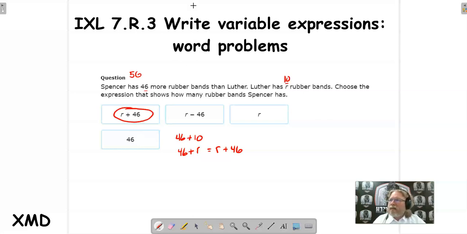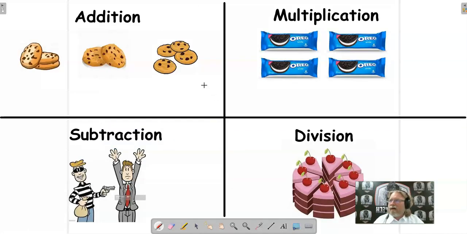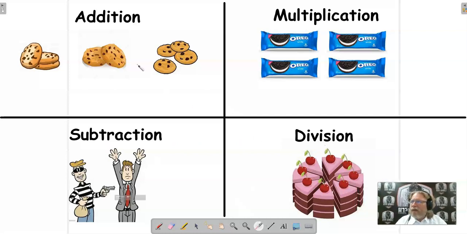Now, like I said, math has 4 operations. They are addition, multiplication, subtraction, and division. And these all are for certain situations, and so we're going to talk about that. So addition is whenever we want to add together different values.